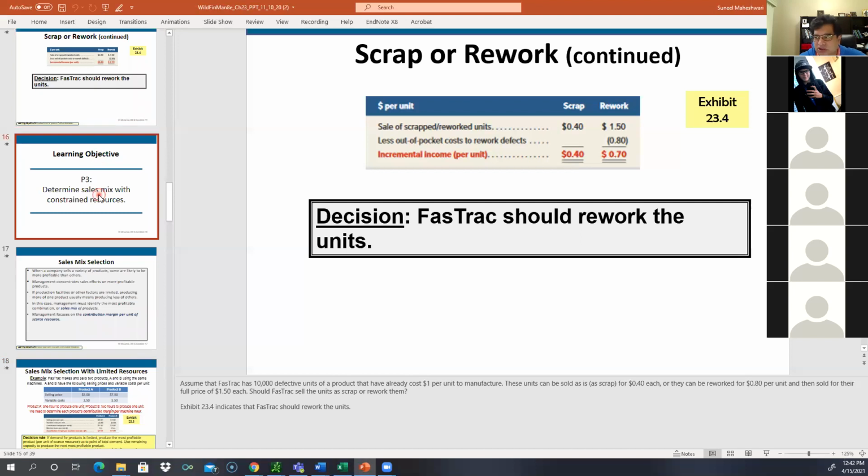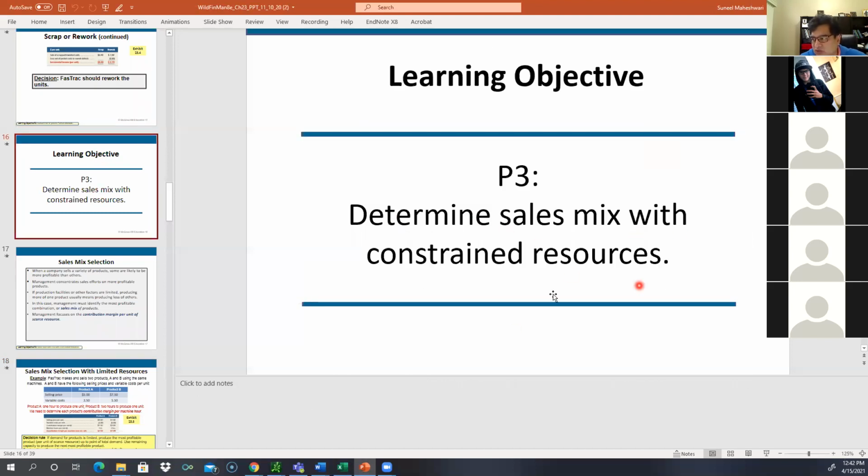Now, next decision to be talked about is determine the sales mix with constrained resources. Every organization has certain constraints. So there might be a constraint of machine hours. There might be a constraint of labor hours. There might be some other constraint, or there might be a constraint regarding the supply, or maybe relating to a demand. So generally speaking, you produce the product with the highest contribution margin.